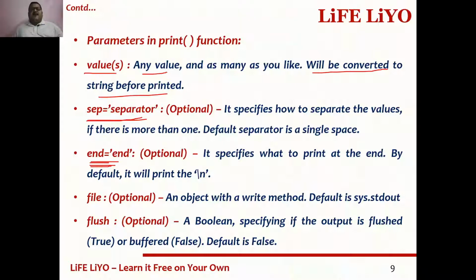By default, the newline, that is \n, is going to be printed. But if you want to convert it into a semicolon, yes, you can give the end parameter. If you want to give a double slash, yes, you can give this end parameter.